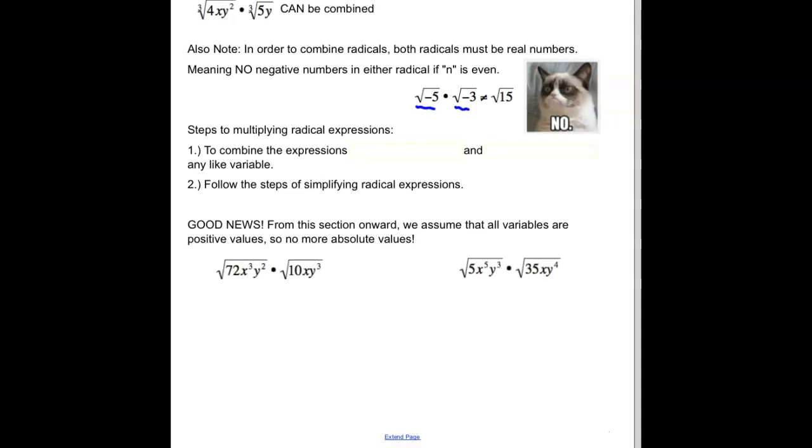So steps for multiplying radical expressions. To combine the expressions, multiply any of the numbers, those coefficients, the front numbers, and any like variables. So we could put x's together, we could put y's together. And then follow the steps for simplifying them that we looked at yesterday.